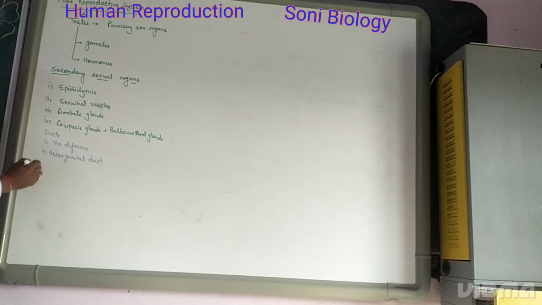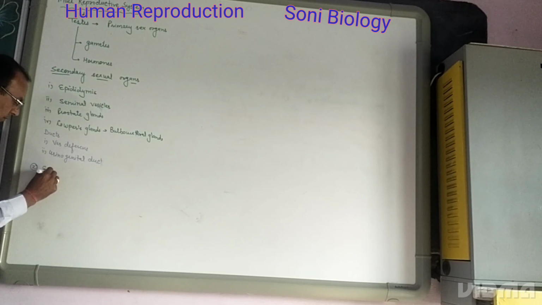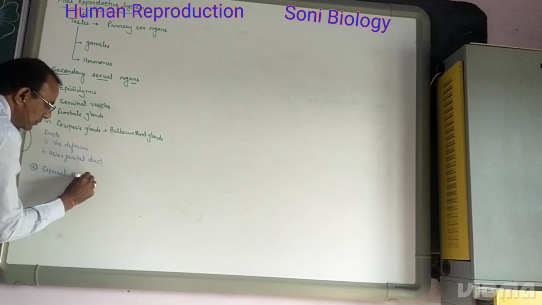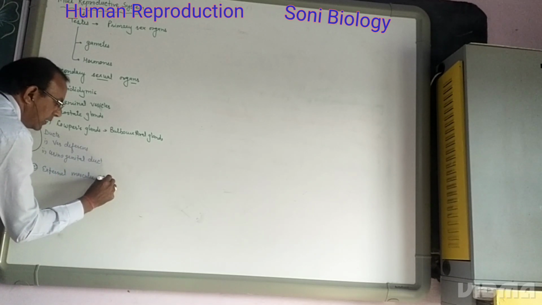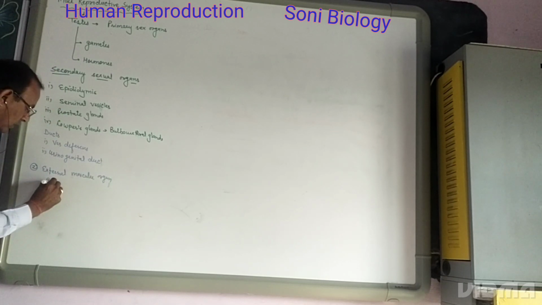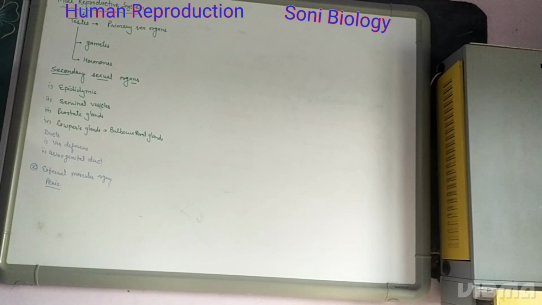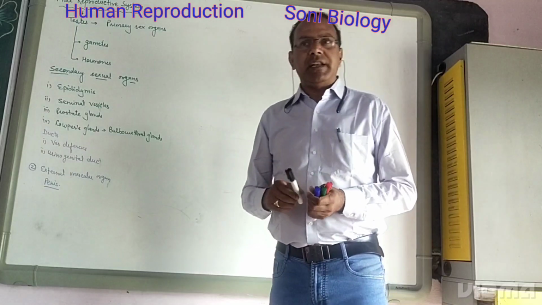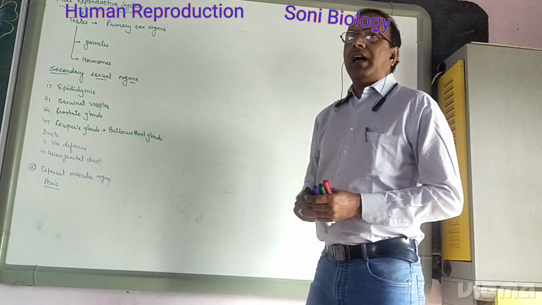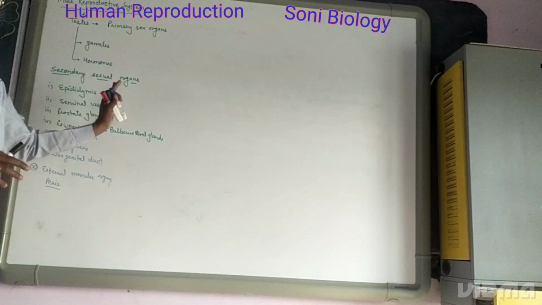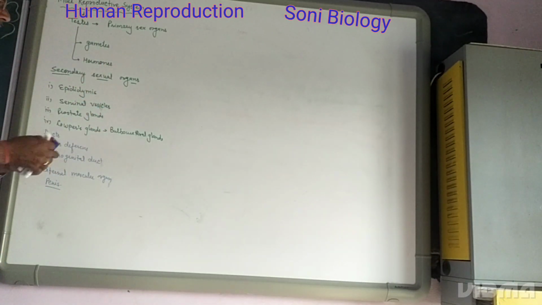One more secondary sex organ is the external muscular organ called the penis. This muscular external organ is responsible for injecting the sperm into the female vaginal tract. These are the organs which help in the male reproductive system. Now we will discuss the testes.